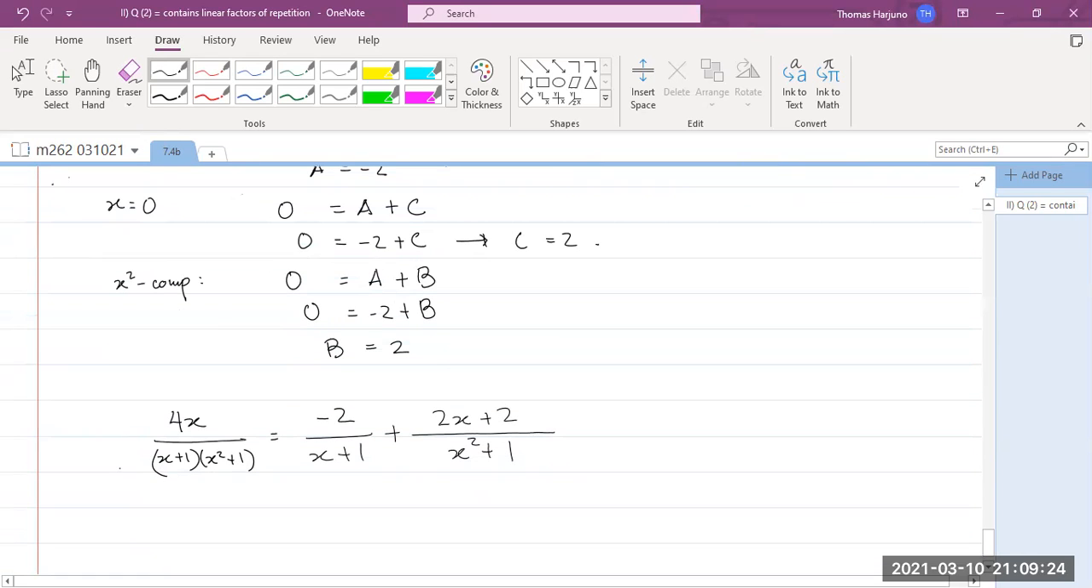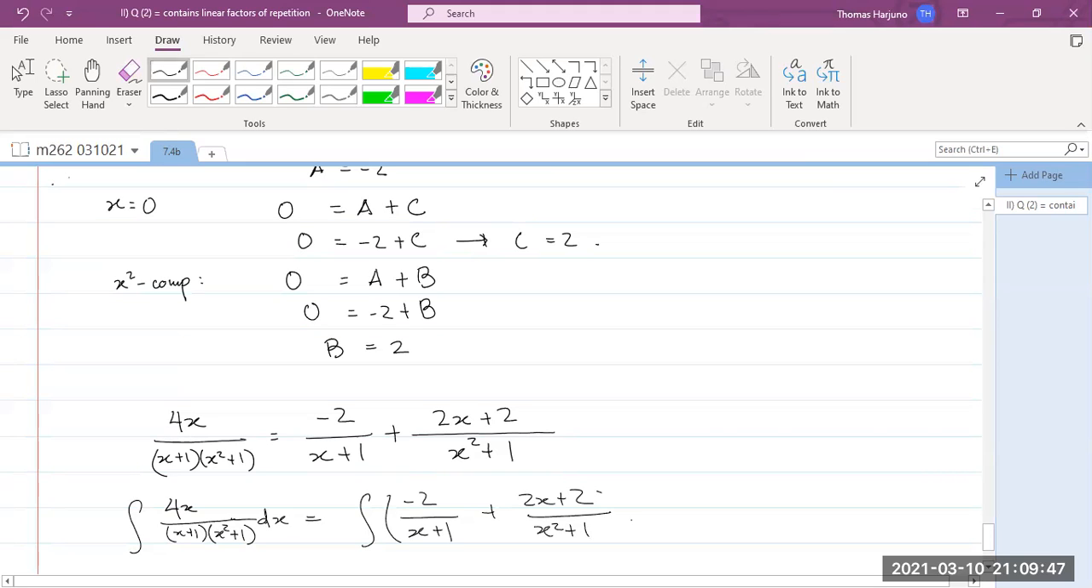Then how about the integral for this then? The integral of 4x over (x plus 1)(x squared plus 1) dx is equal to the integral of -2 over x plus 1 plus 2x plus 2 over x squared plus 1 dx.